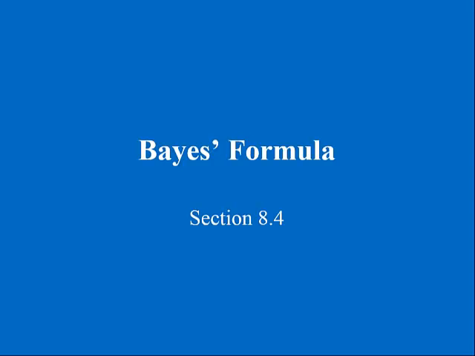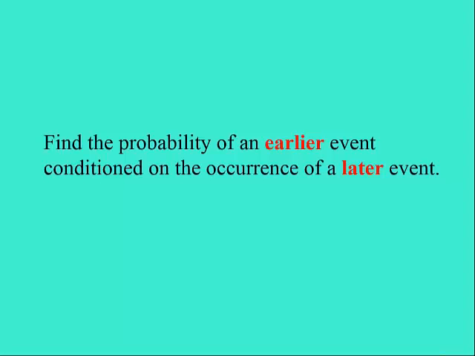In section 4, I want to show you how to do Bayes' formula or Bayes' theorem without actually computing or knowing the formula. So we'll do the computations without the big formula. Bayes' formula is a way of finding the probability of an earlier event when we know something later happened.